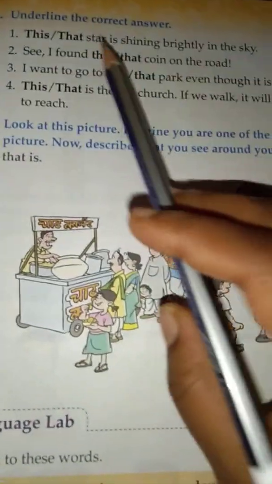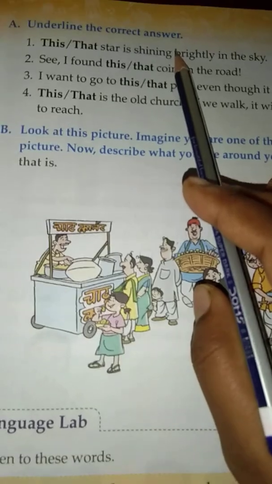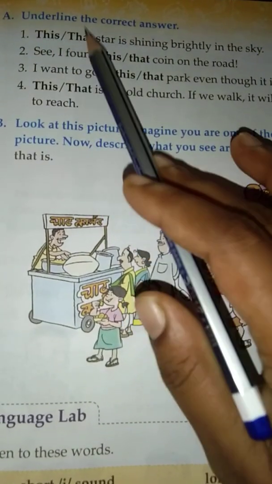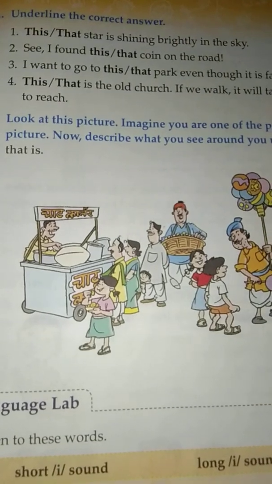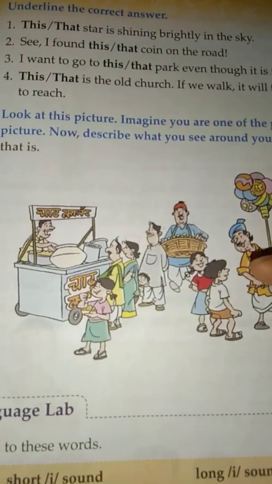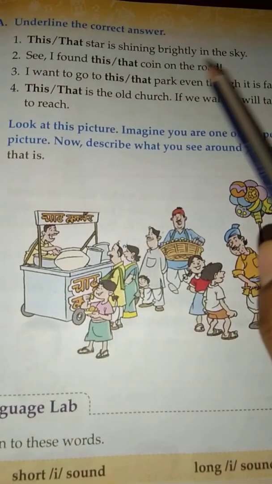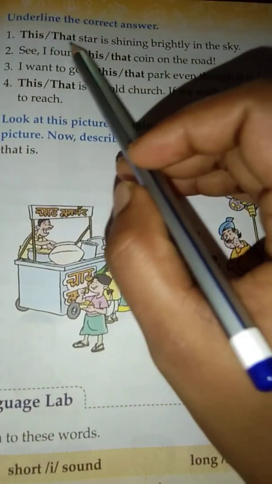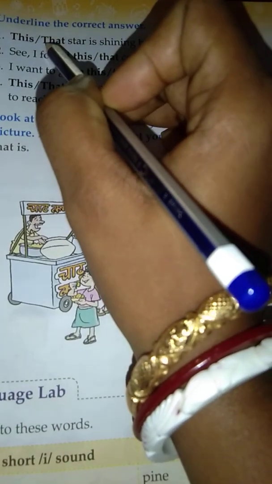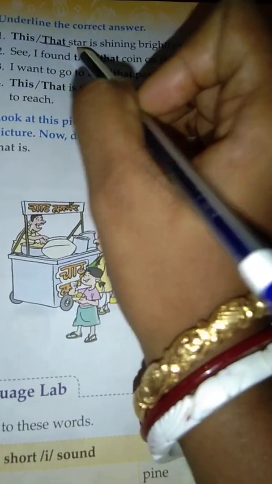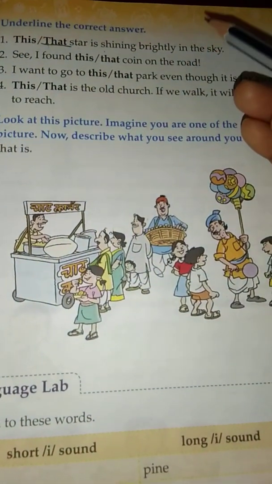Okay, so let's see what is there in the exercise. Underline the correct answer. Number 1: this or that star is shining brightly in the sky. Is the star in front of you or in your hand, near you? No, the star is very far from us in the sky. So, that star is shining brightly in the sky.